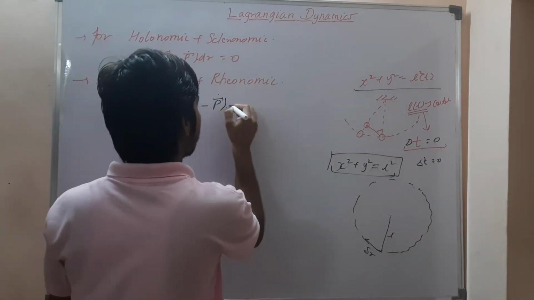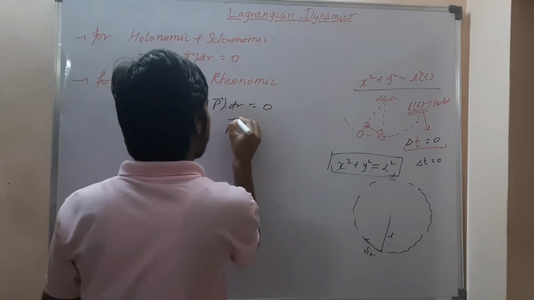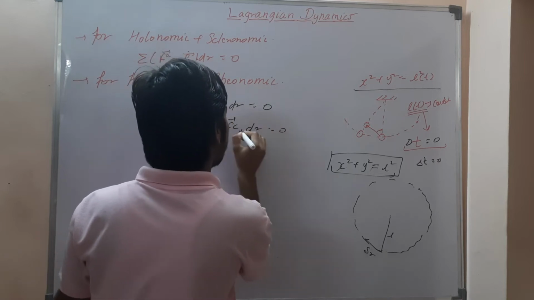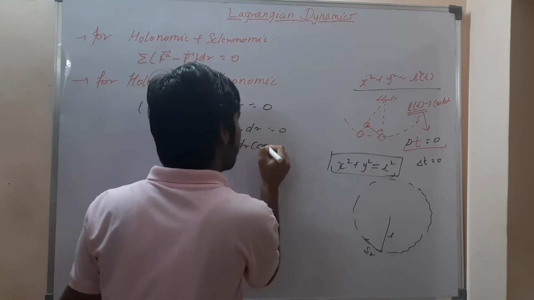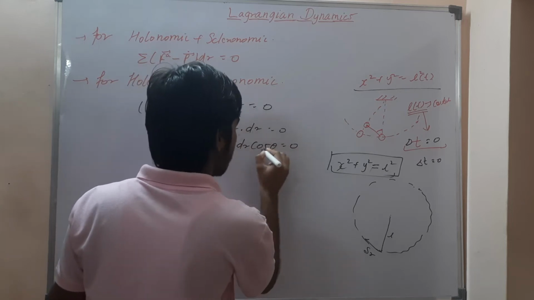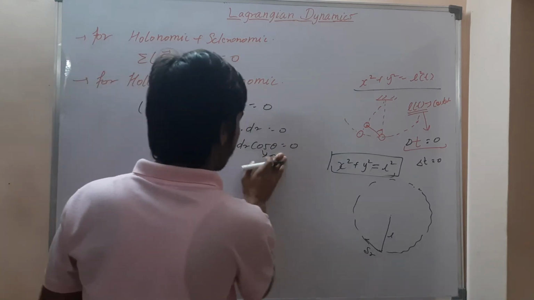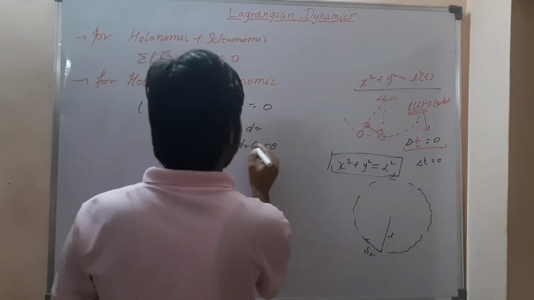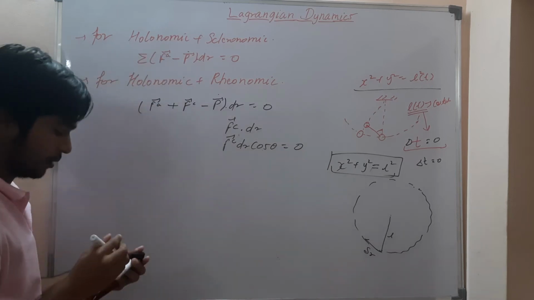If I take dr here and take it out, it will be like this: force of constraint dot dr, and this is a dot product. If I expand it, it is F dr cos theta, and if theta is 90 degrees, cos 90 is 0, so it will give 0. So our problem gets solved.